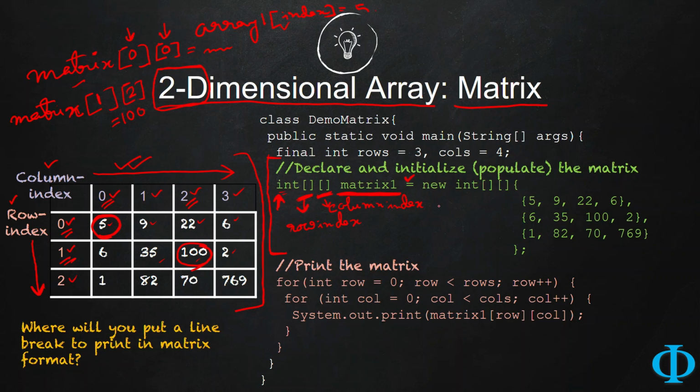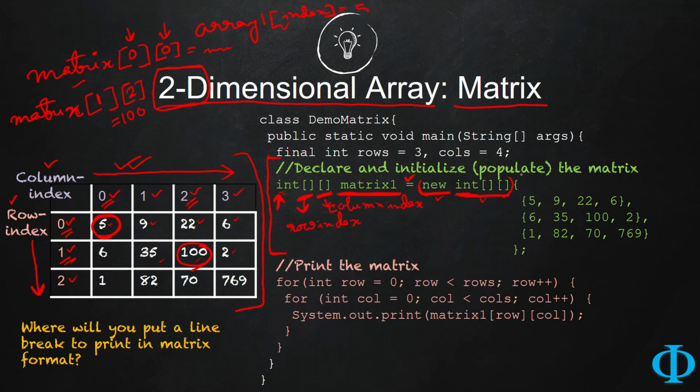After this assignment operator, you have to use this new keyword, just like a single dimensional array or a normal array. This is how you are telling the Java compiler that, well, now I am ready to initialize a two-dimensional matrix. And after that, once again, you have to specify int followed by two sets of opening and closing box brackets. So this entire thing is basically saying that, well, now I am ready to initialize an entirely brand new integer type of matrix, or integer type of two-dimensional array.